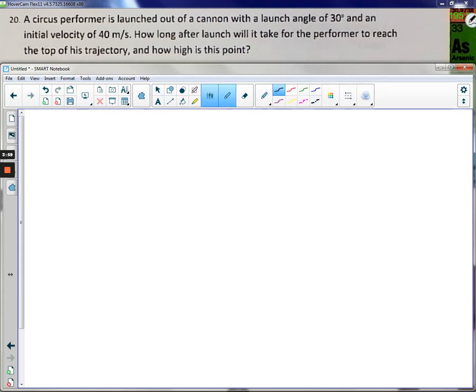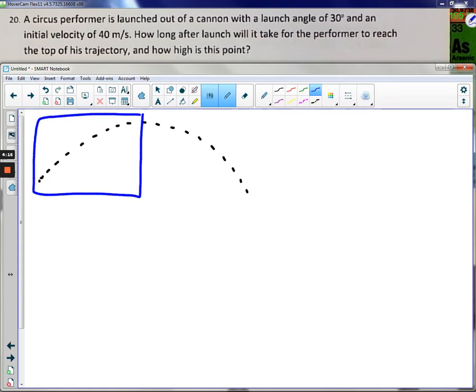So let's start with a picture, okay? Circus performer launched out of a cannon. I'm not going to try and draw a cannon because it would probably end up looking dirty. So I'm just going to draw a parabolic path, okay? And we are only interested in the first half of that journey, correct? We are only interested in the upward part. And so we know that the initial velocity is 40 meters per second, and we know that the angle from the horizon is 30 degrees.